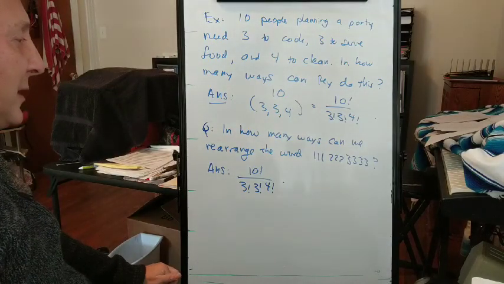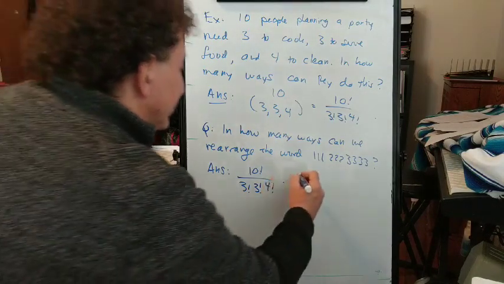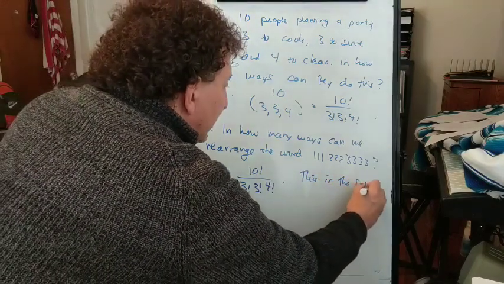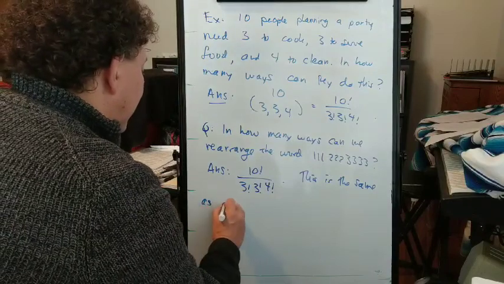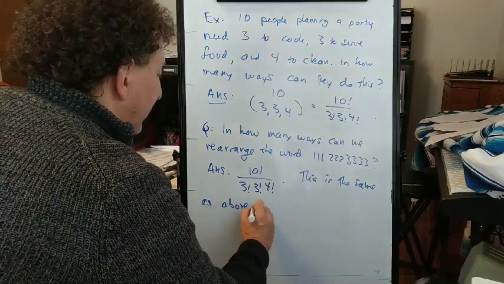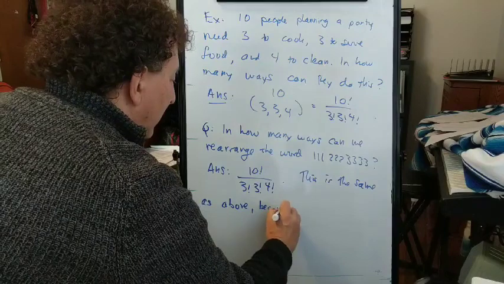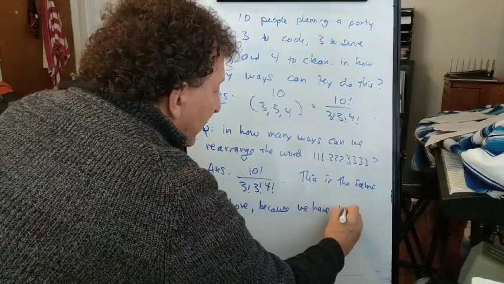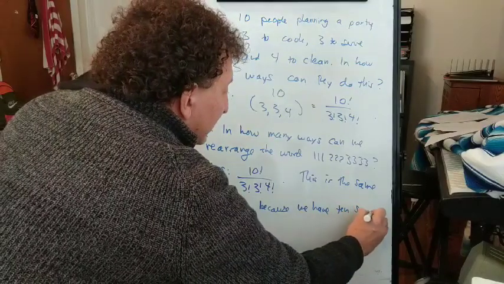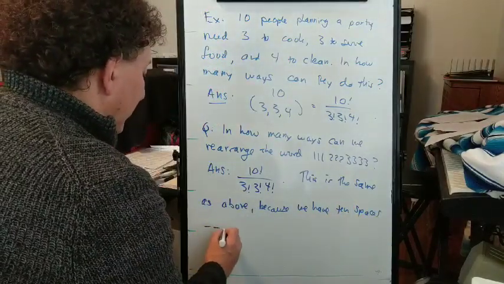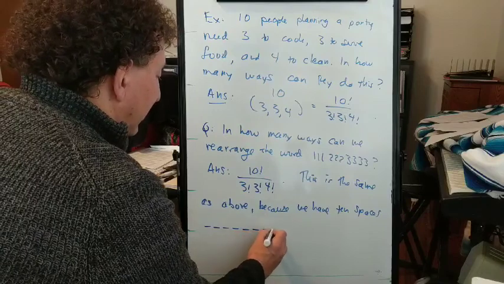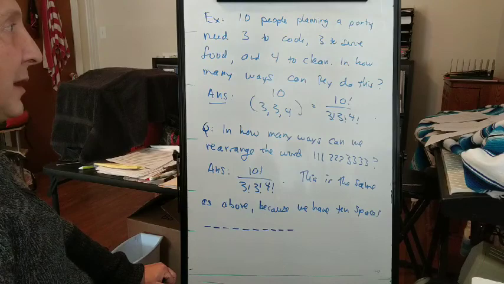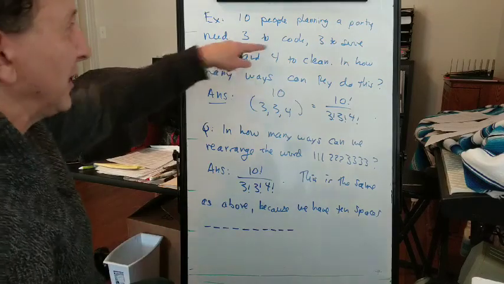So why is this the same answer? So this is the same answer as above because we have 10, let's say, spaces, 1, 2, 3, 4, 5, 6, 7, 8, 9, 10, which are going to hold these numbers. 3 of them are going to be on team 1, which is just like being on the cooking team.